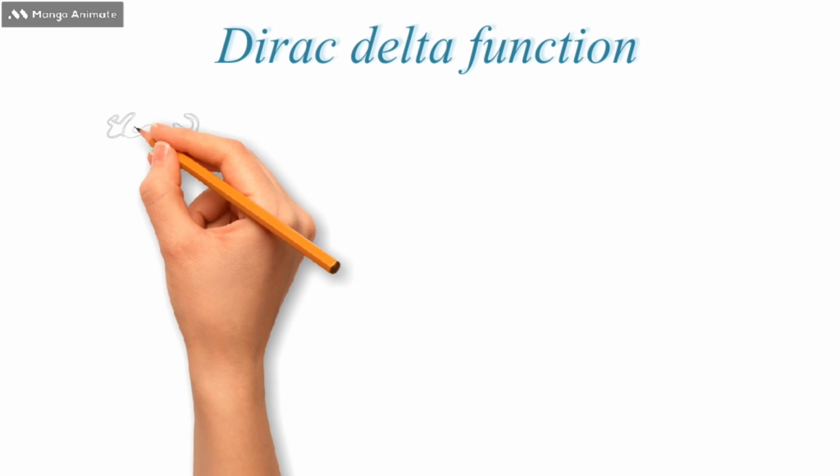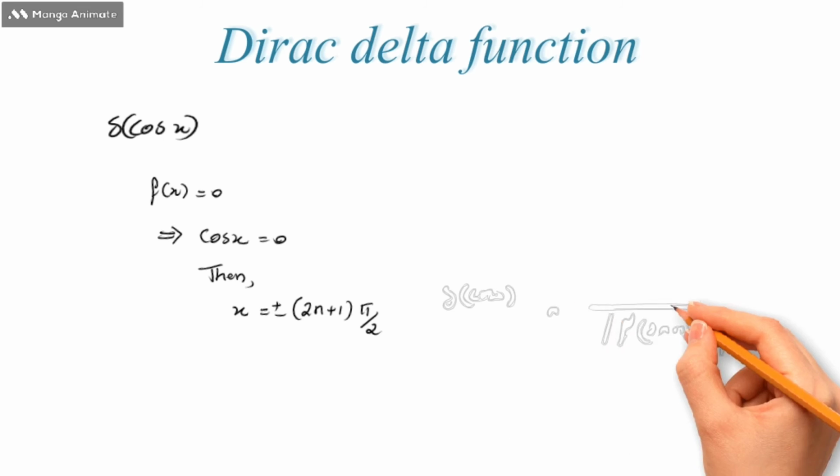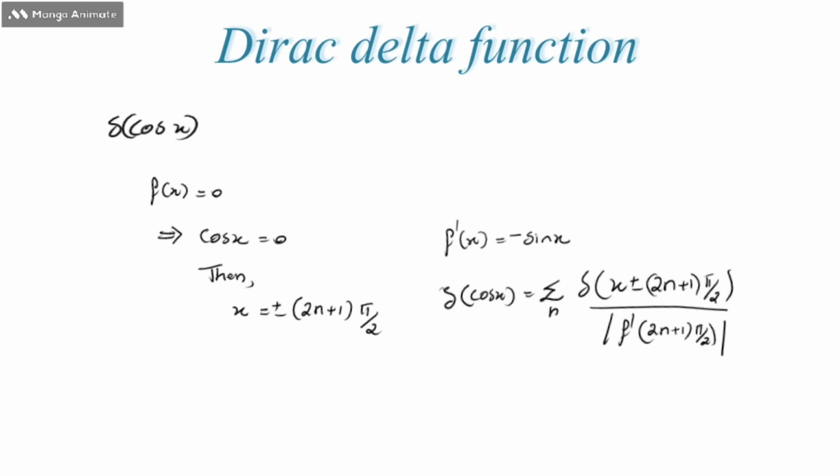Next question, delta of cos x. By using the same property, the roots of the function will be plus or minus (2n plus 1) pi by 2, and the derivative of the function will be negative of sin x. And finally, the delta of cos x is equal to summation over n, delta of x plus or minus (2n plus 1) pi by 2, divided by the modulus of the derivative of the function.